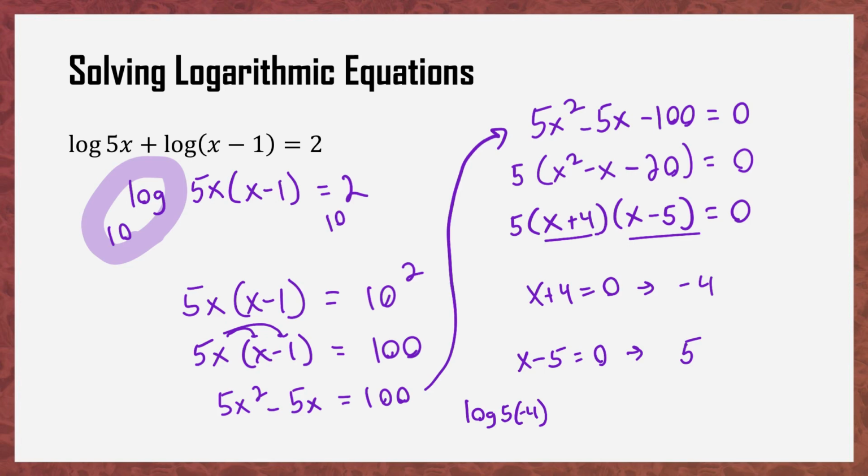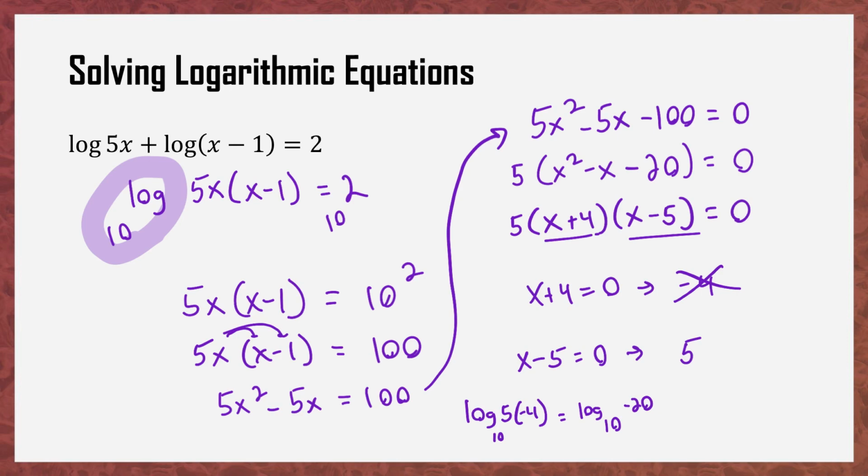Remember, this is log base 10 of 5 times negative 4, which is negative 20, so log base 10 of negative 20. And I can't think of any exponent of 10 that will give me negative 20 as a solution. So that's tough right there. You can't really take a logarithm of a negative number. So the negative 4 is not a real solution. The 5, however, works totally fine.